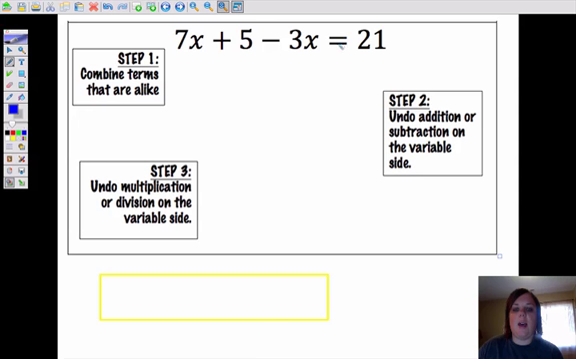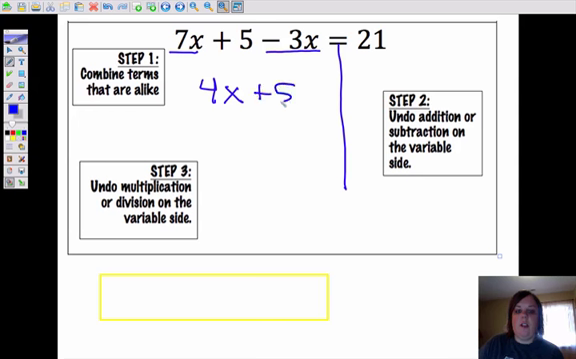Okay, so I'm going to start again by extending my equal sign, and I'm going to look on the left side of the equation for any terms that are alike. And I notice that I have a 7x and I have a minus 3x. And remember, you can think of that as a negative 3 or a minus 3, doesn't really matter. So I have 7x minus 3x. That would give me 4x. And then I have my plus 5 equals. And then on this side, I have nothing to combine. 21 is all alone, so that's equal to 21. So that was my first step, combine terms that are alike.